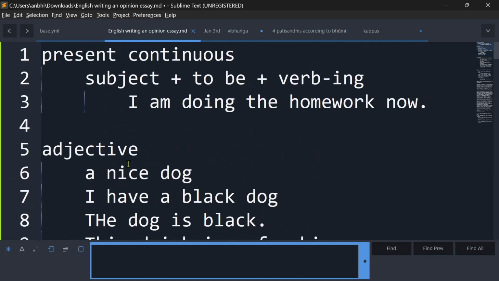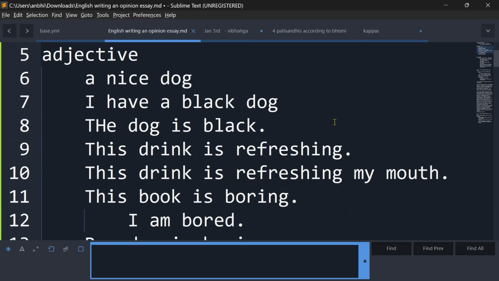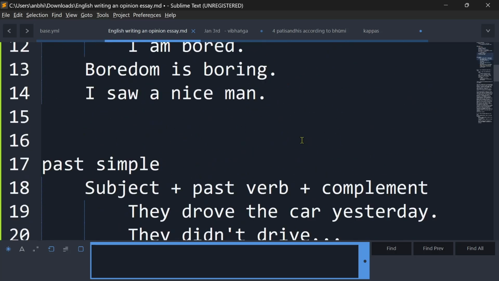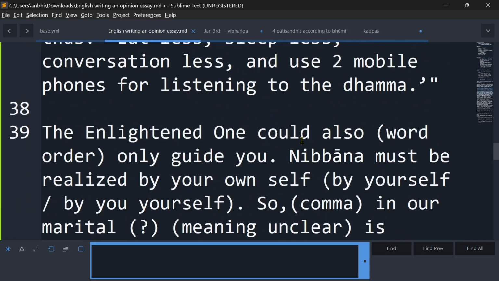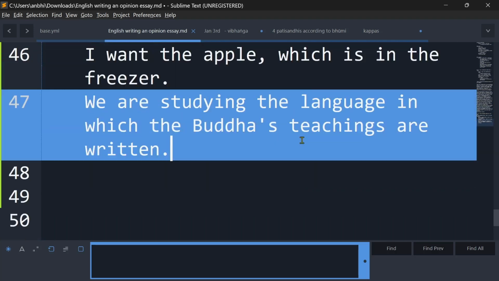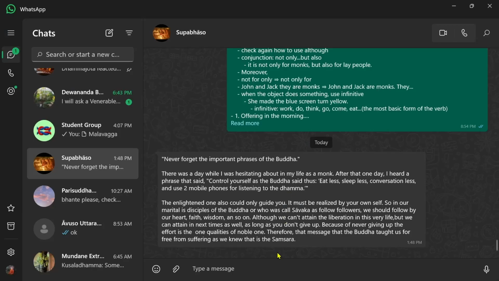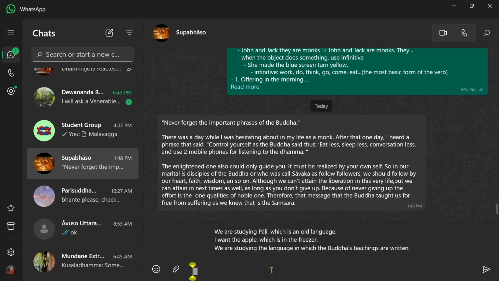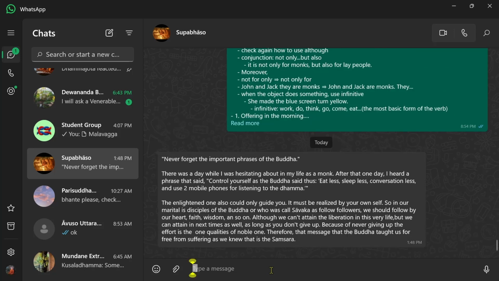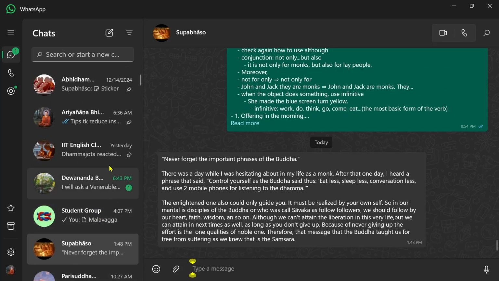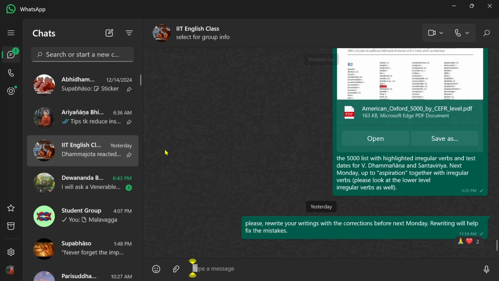Now just try to practice this. Don't forget it. Maybe you can send this stuff through WhatsApp. I can send all of this. Okay, I'll send you all of this through WhatsApp.